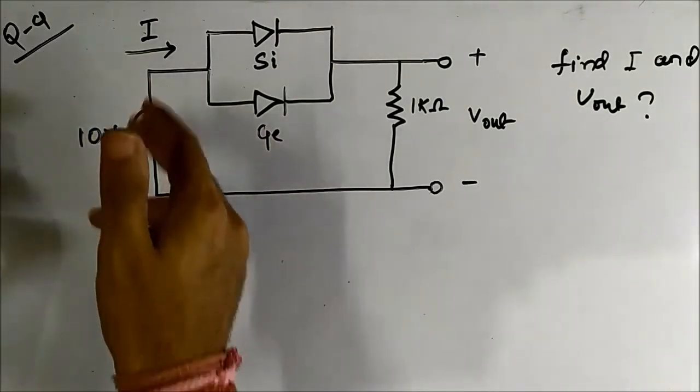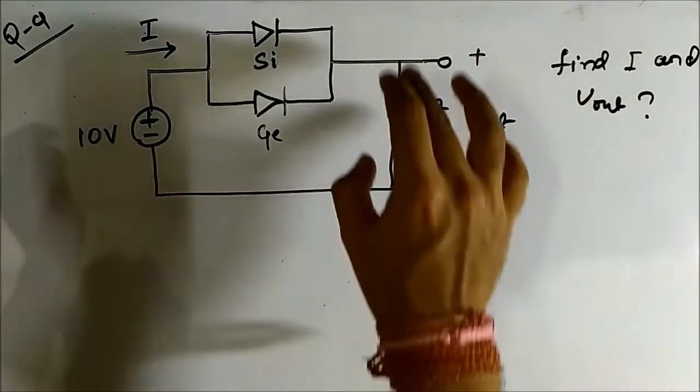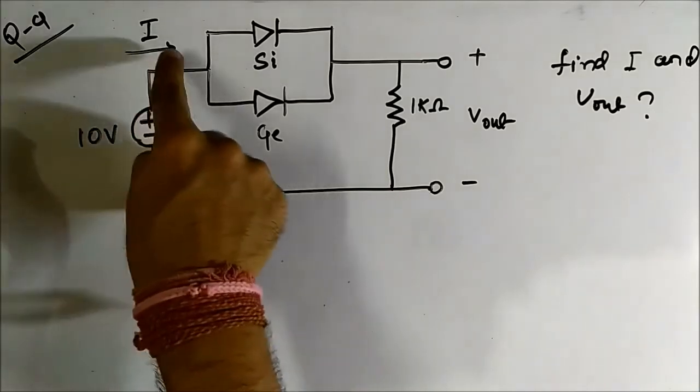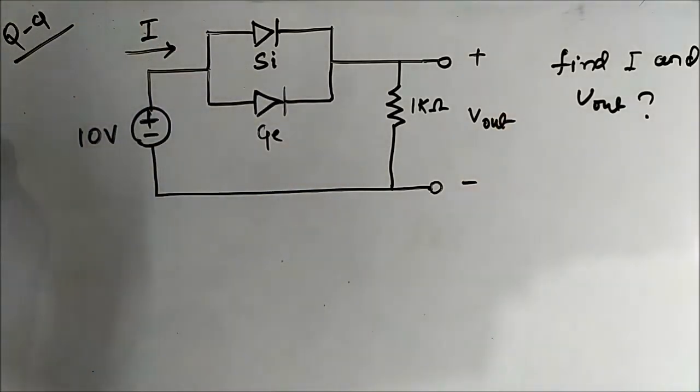Then we have this 10 volt independent voltage source, and this load resistor of 1 kilo ohm, and it has been asked to find this current I and the output voltage.